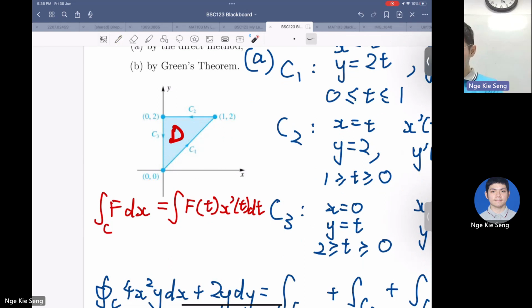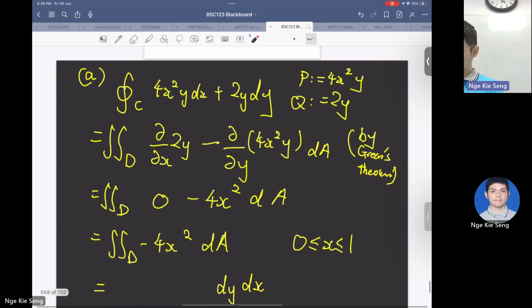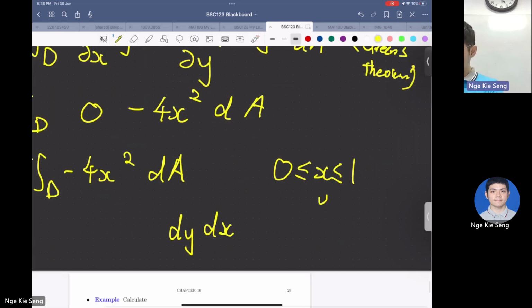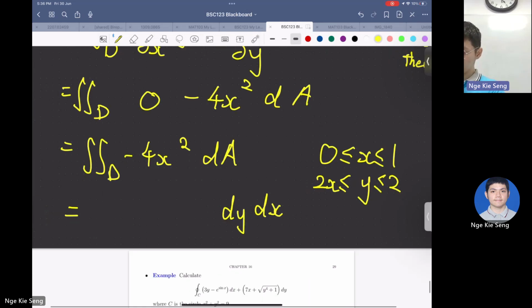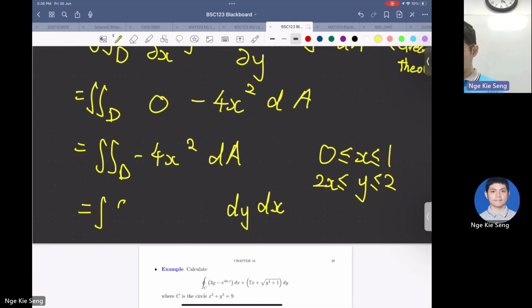You can see that when you fix an x, the y keeps reducing. So it's bounded below by what? 2x. Bounded above by 2. So this is the double integral from 0 to 1.